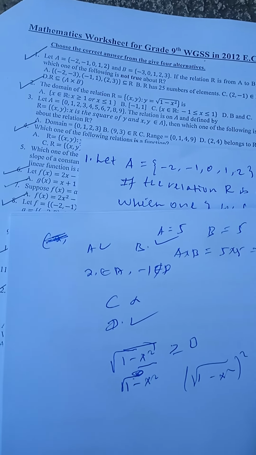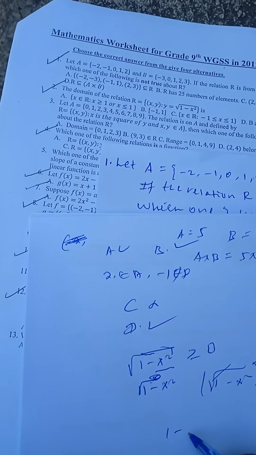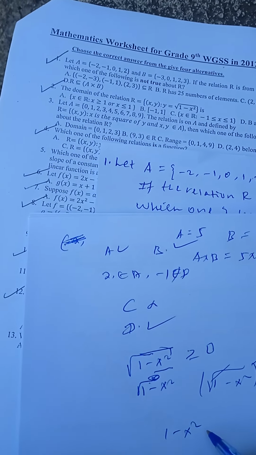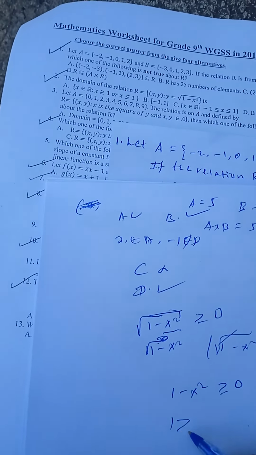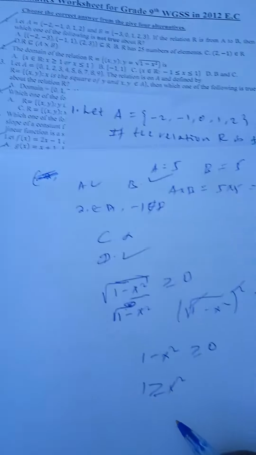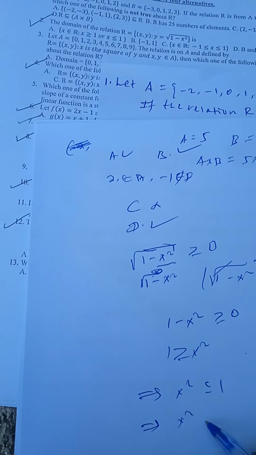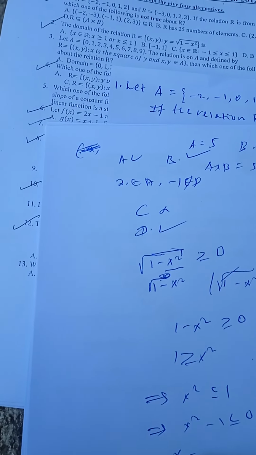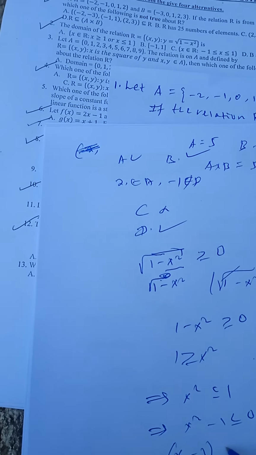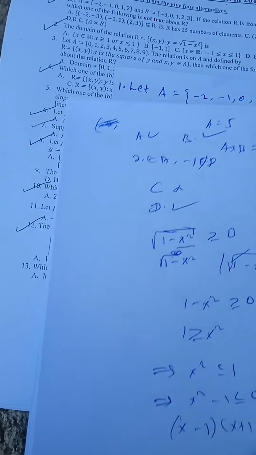Squaring both sides, we can cancel the square and the square root. This becomes 1 minus x squared greater than or equal to 0. So 1 is greater than or equal to x squared. This implies x squared is less than or equal to 1. Then x squared minus 1 is less than or equal to 0. Factorize x squared minus 1, which is the difference of two squares. So (x minus 1)(x plus 1) is less than or equal to 0.